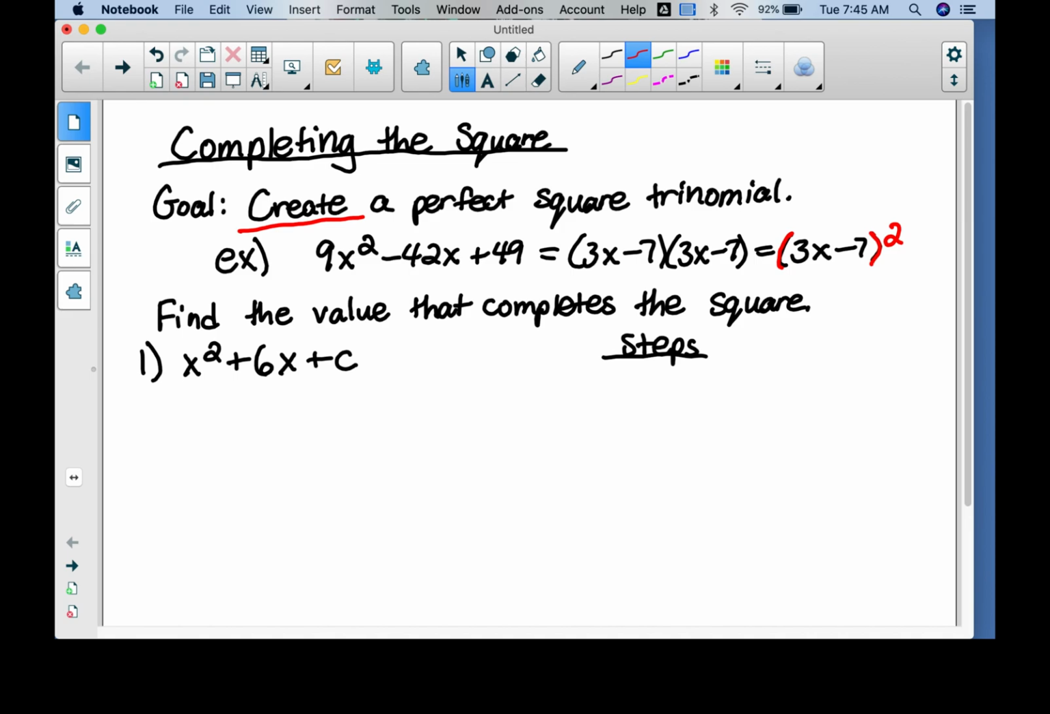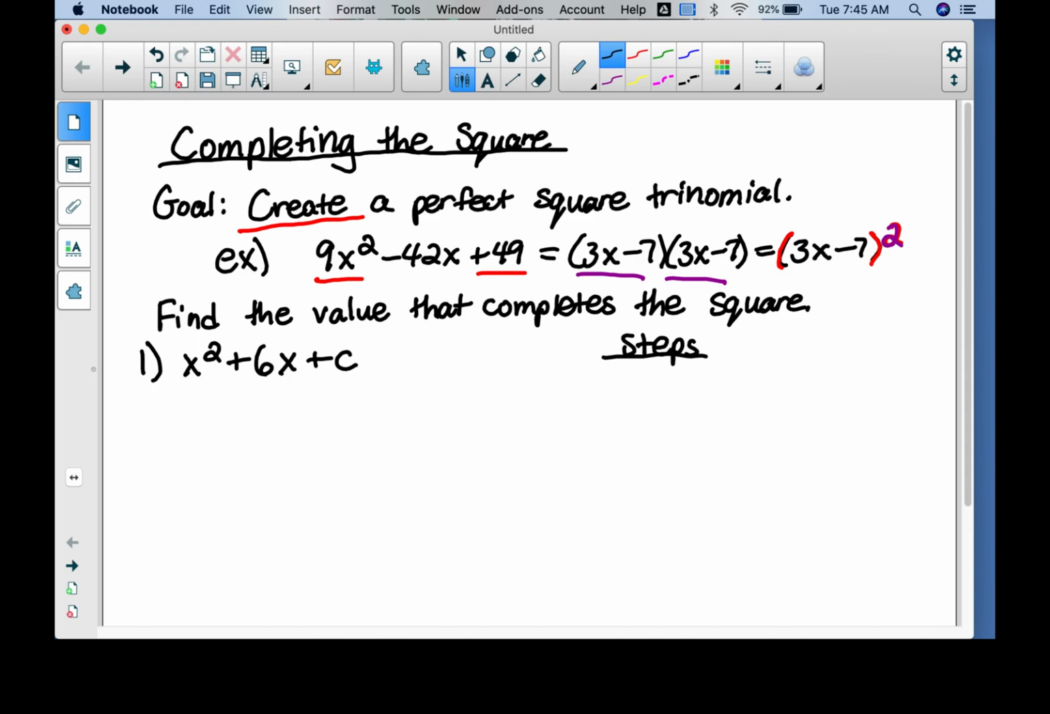For example, 9x squared minus 42x plus 49 is a perfect square trinomial. It has two perfect squares at the beginning and the end. And when you factor it, you get the exact same parentheses twice. Hence why you can rewrite it as the parentheses squared. That's going to help us with a solving technique that's a little bit different than what we've done previously.